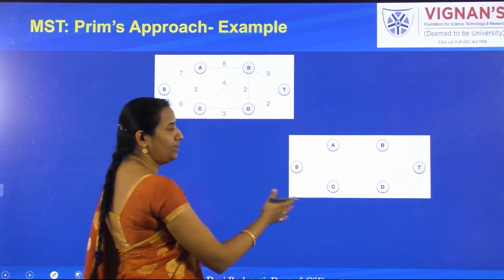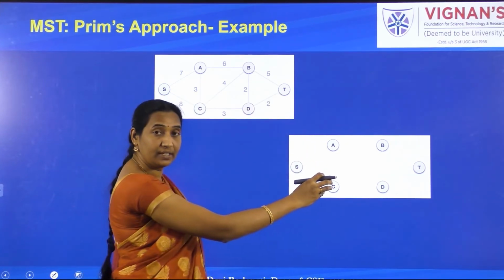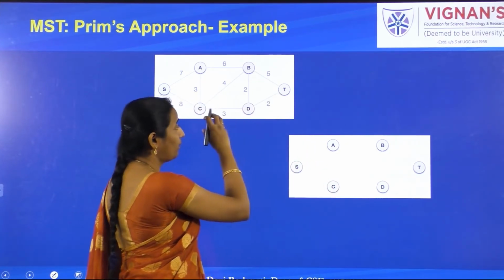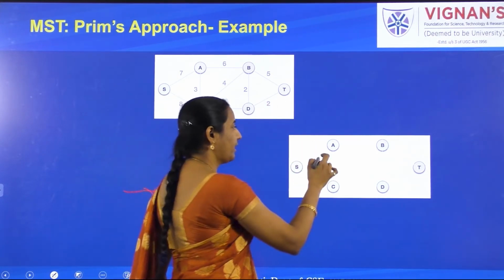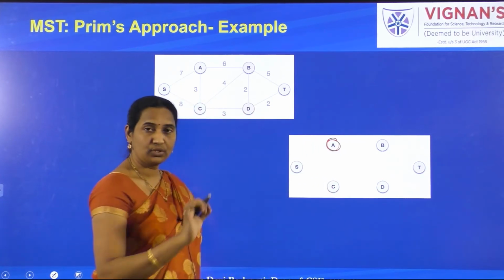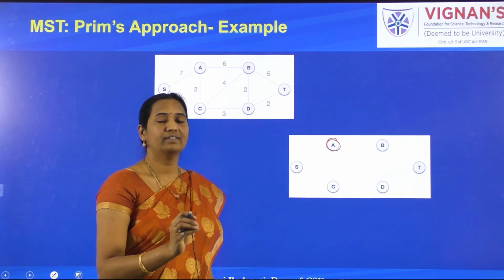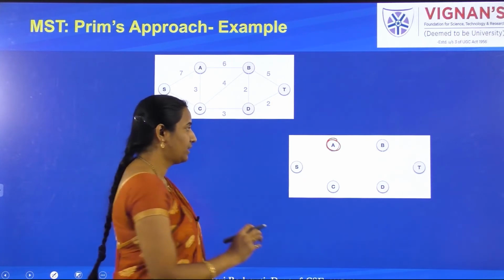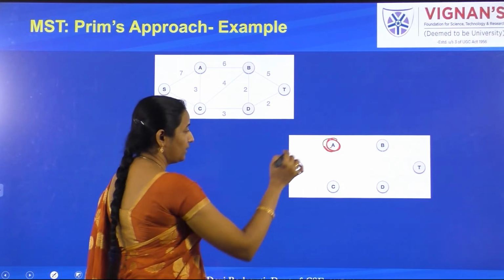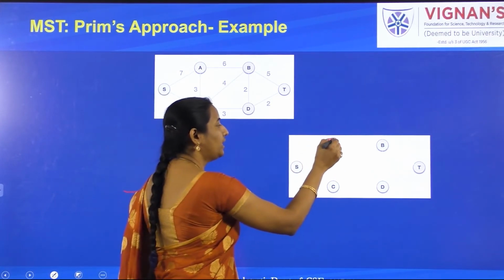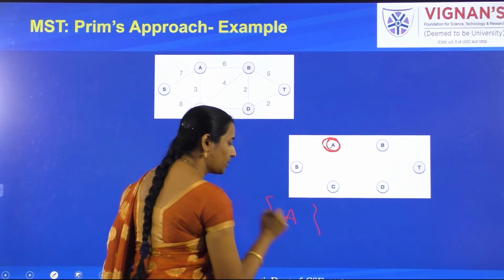You can select any of the vertices. You are just taking all the vertices in the given graph, and you need to select one of the vertices randomly from the given graph. I am selecting A. There is absolutely no restriction, so you can select any vertex randomly from the given graph. I am selecting the vertex A, and in the initial solution, this is the only vertex that is in the solution. So A is the only part of the solution now, right?